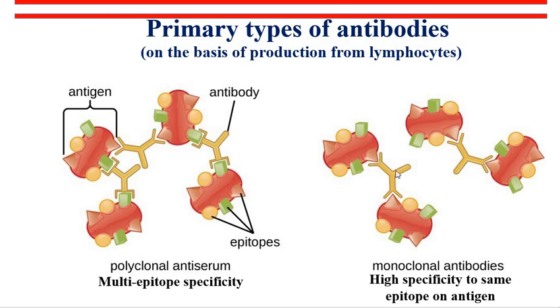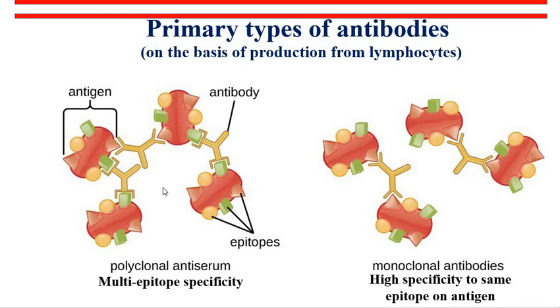Now we can see that these 2 antibodies are going to bind with the same antigen at the same epitope. Such antibodies which bind with the same antigen at the same epitope, that is they have high specificity to same epitope on antigen, are known as monoclonal antibodies.